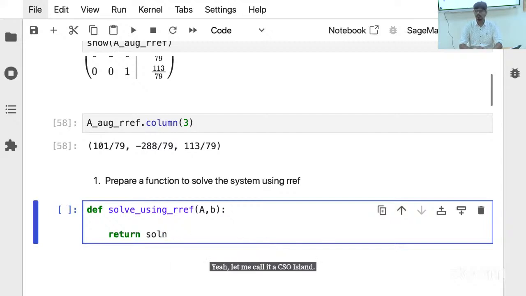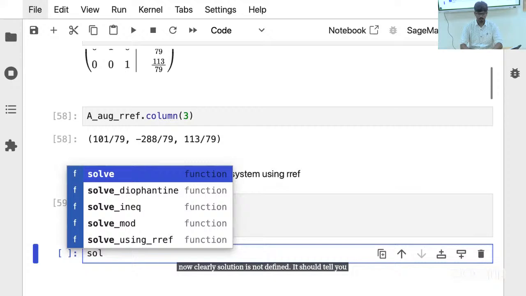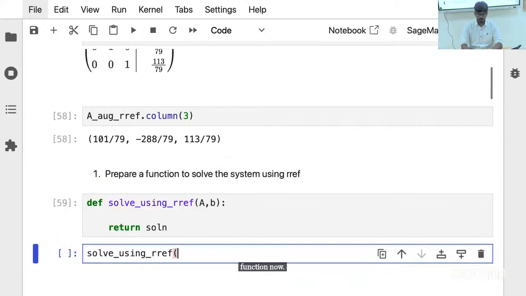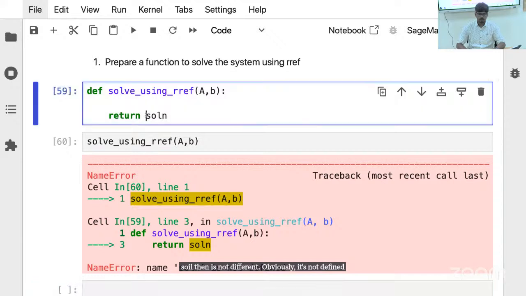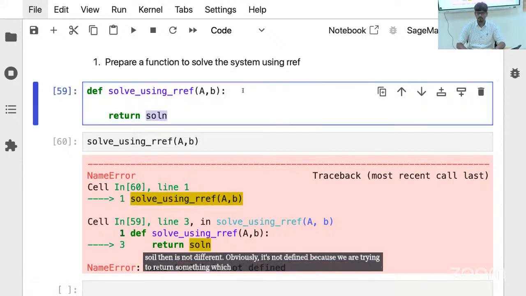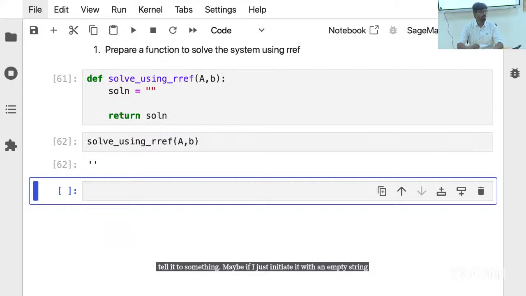So now clearly solution was not defined. It should tell you an error if you call the function now. I know we have both of them ready, but still it says some error. What's the error here? The SOLN is not defined. Obviously, it's not defined because we are trying to return something which is not even known to me first. So we have to actually assign it something. Maybe if I just initiate it with an empty string, that throws the error off, obviously, because it is having some value right now, no matter whether it's empty or not.